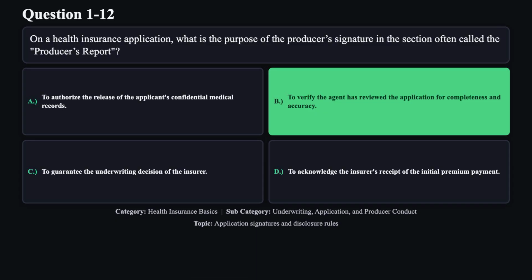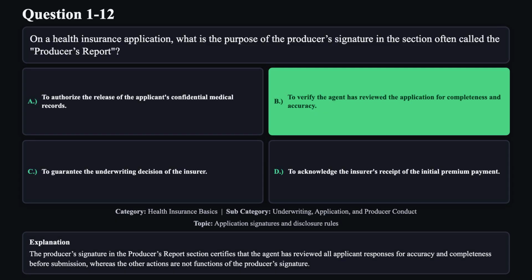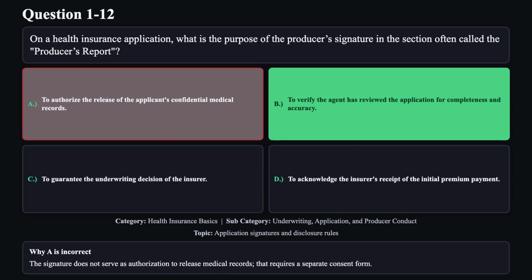The correct answer is B. The producer's signature in the producer's report section certifies that the agent has reviewed all applicant responses for accuracy and completeness before submission, whereas the other actions are not functions of the producer's signature. Reason A is not correct. The signature does not serve as authorization to release medical records. That requires a separate consent form.